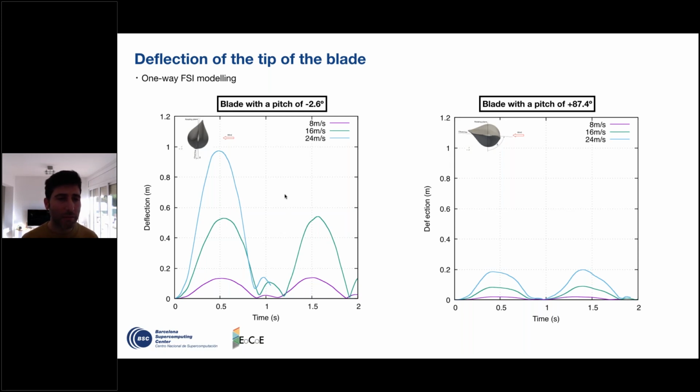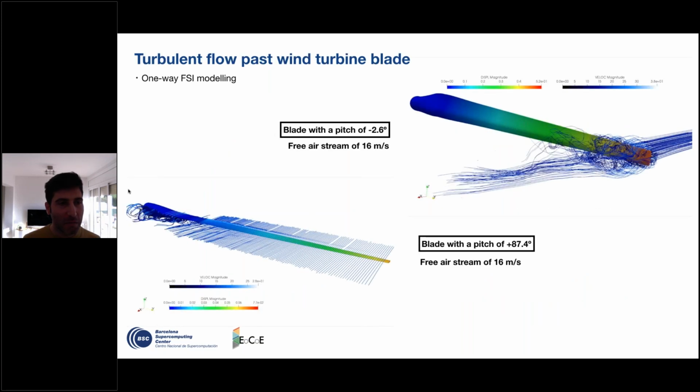And here, just to mention that the case of the 24 meters per second for the blade pitch of minus 2.6 was not finished yet, so that's the reason why we only have the first part of the curve, okay.